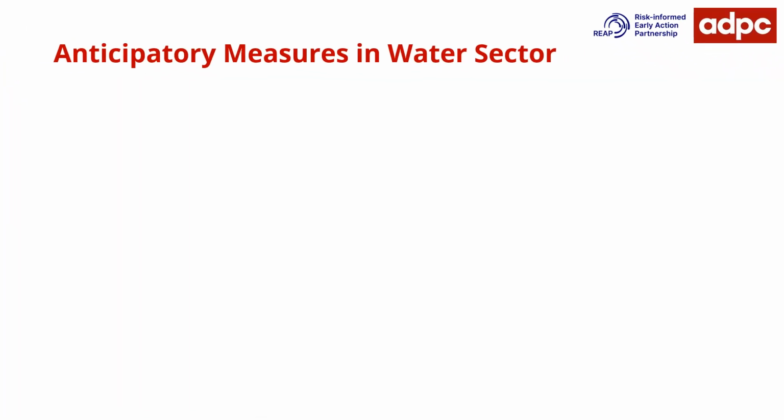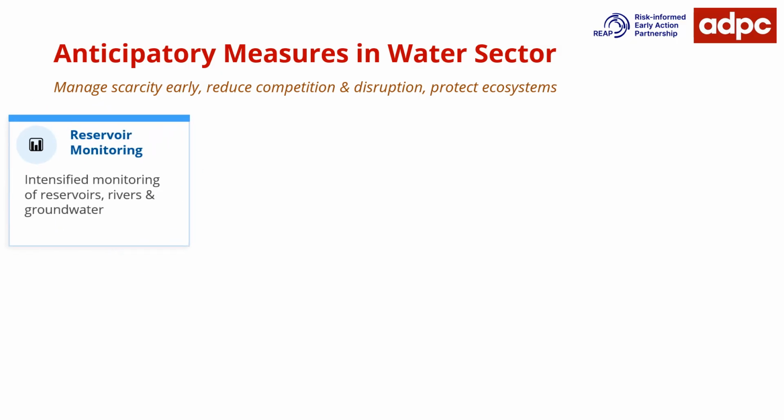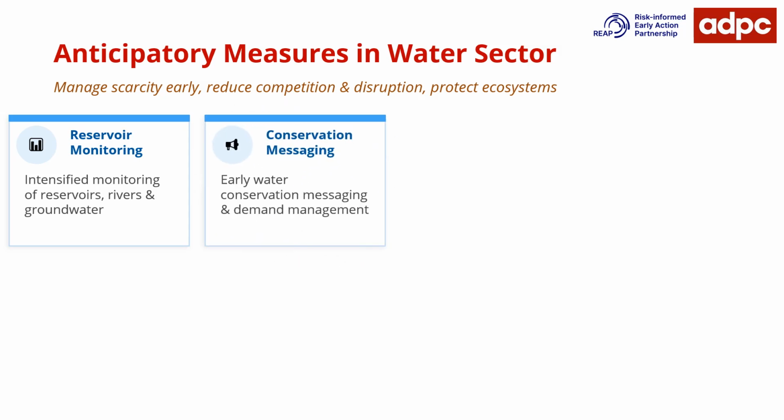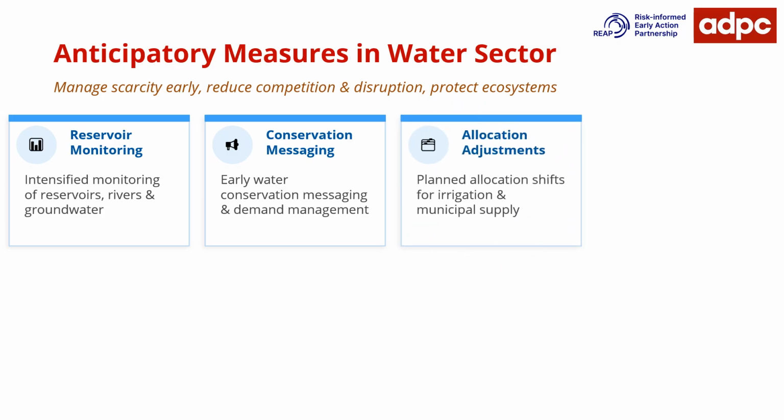In the water sector, the goal is to manage scarcity early, reduce competition and disruption, and protect ecosystems. Reservoir monitoring: intensified monitoring of reservoirs, rivers, and groundwater. Conservation messaging: early water conservation messaging and demand management. Allocation adjustments: planned allocation shifts for irrigation and municipal supply.